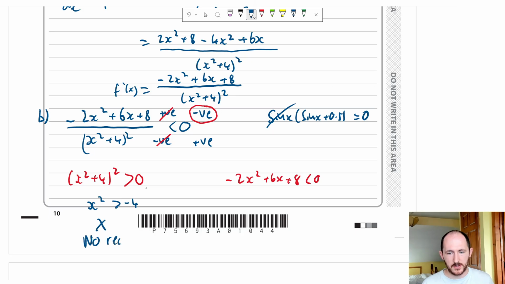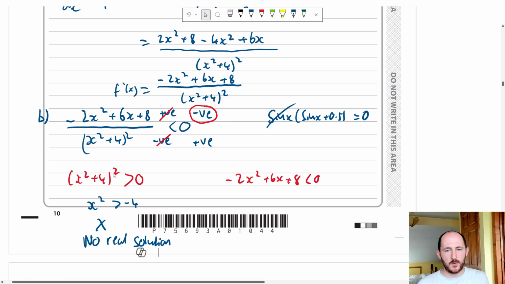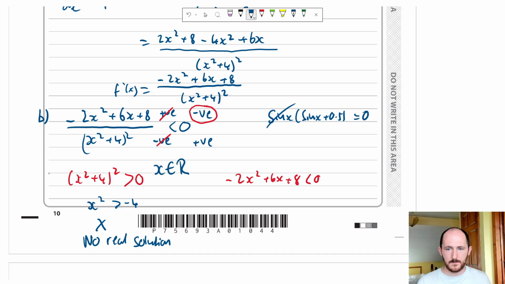No real solution. Which is why I don't need to use that one, because x squared plus 4 squared is always bigger than 0, which means it never equals 0. So now let's look at the negative one. So we've accepted that for all real values of x, x squared plus 4 squared is bigger than 0. So we don't need to worry about that one.